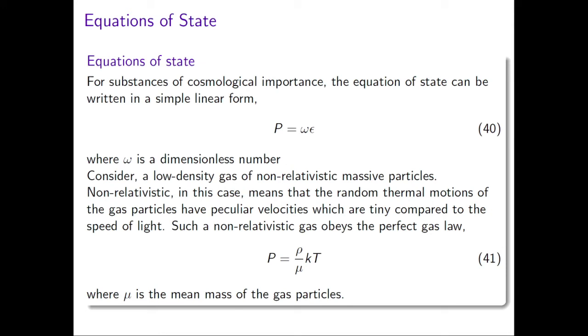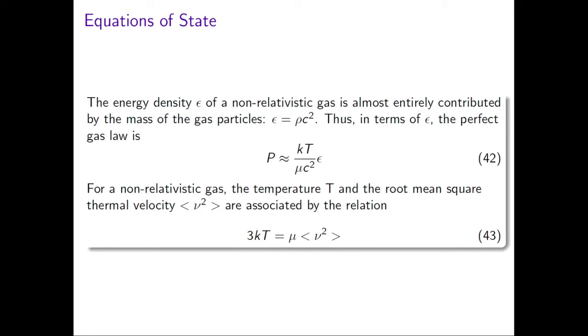Such a non-relativistic gas obeys the perfect gas law, or the ideal gas law. That is, P equals rho by mu times kT, where mu is the mean mass of the gas particles. This is from thermodynamics. The energy density epsilon of a non-relativistic gas is almost entirely contributed by the mass of the gas particles, so epsilon equals rho times c squared. In terms of epsilon, the ideal gas law can be represented as P approximately equal to kT by mu c squared times epsilon.